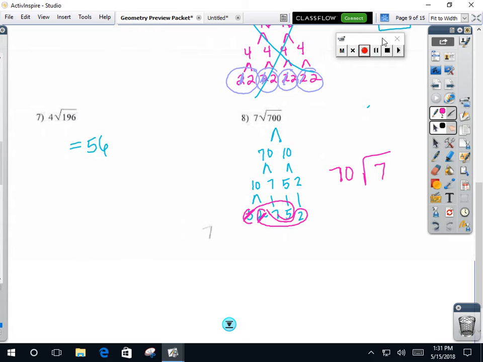Okay. Now it is your job to finish page 7 and 8. If you have questions, you can raise your hand and I will come to you, or you can just come up here and I will answer them. But you need to be working on page 7 and 8.